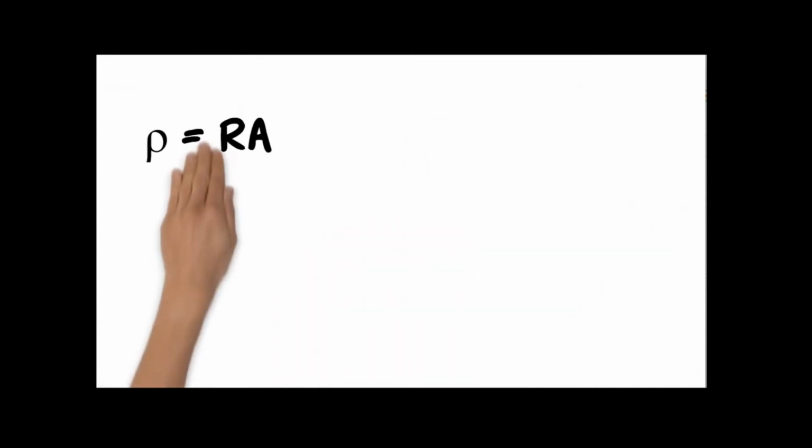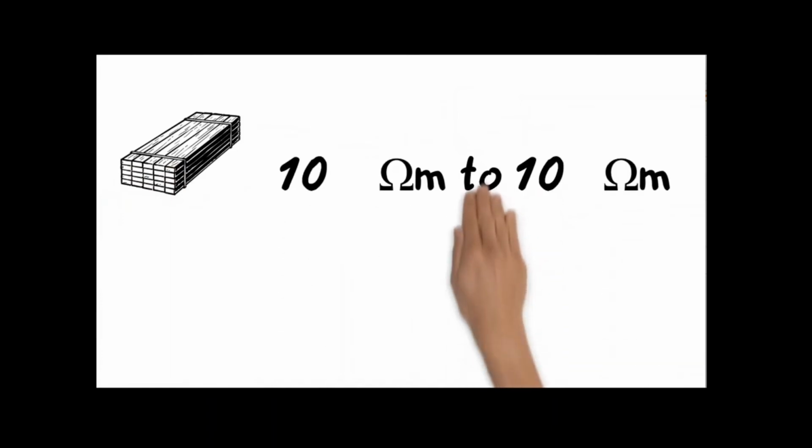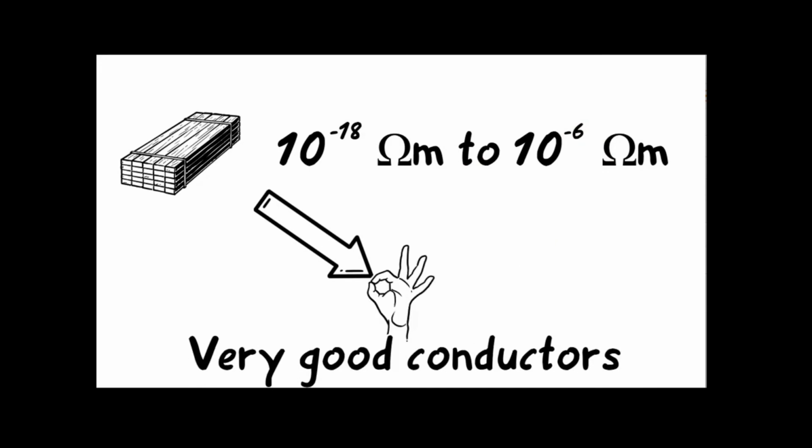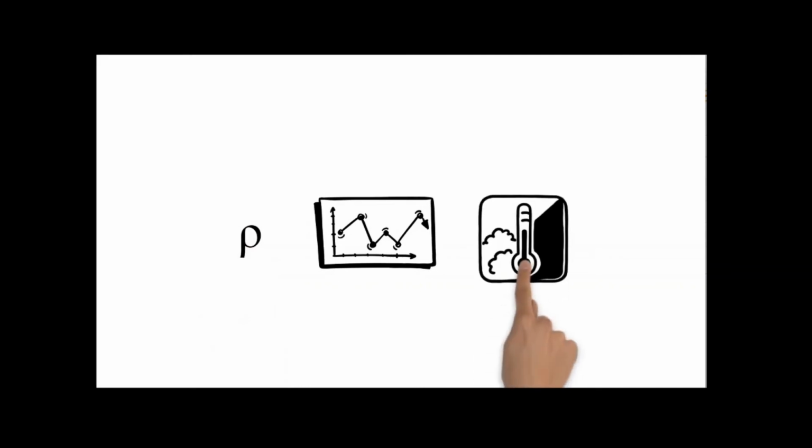From equation 2, R into A equals ρ into L. This implies ρ equals R into A by L. Since the SI unit of resistance is ohm, therefore the SI unit of resistivity is ohm meter. Materials having a resistivity in the range of 10 raised to -8 ohm meter to 10 raised to -6 ohm meter are considered as very good conductors. The resistivity of materials varies with temperature.